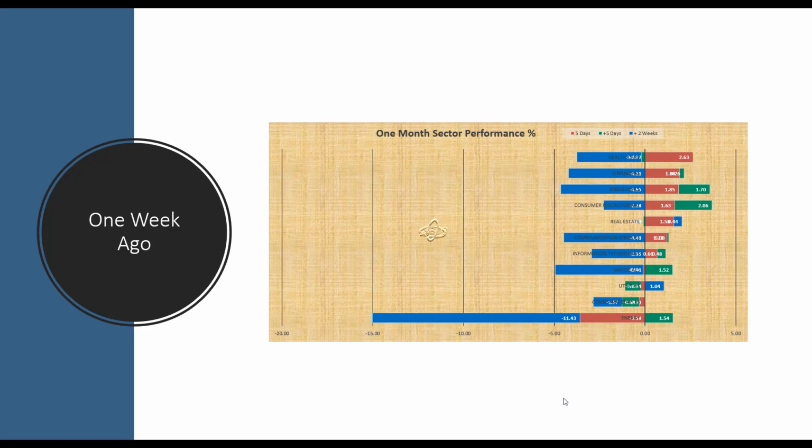This was the sector performance 1 week ago. There we had 4 sectors down and 7 sectors up. Clearly the current week became more bullish at the sector level.